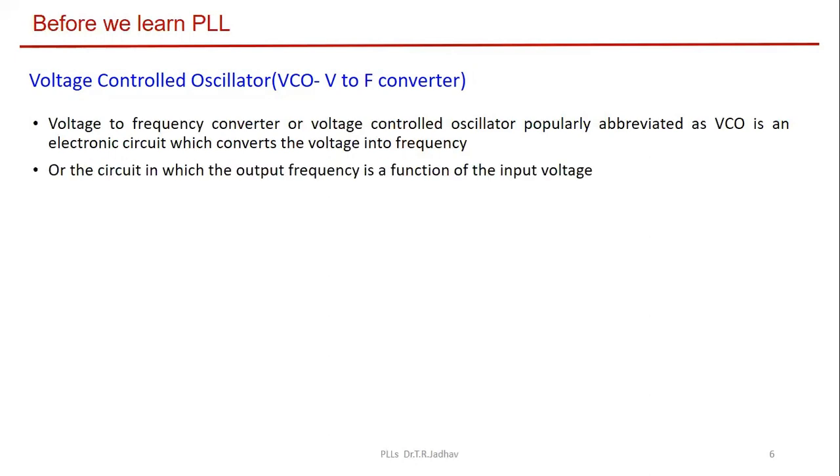But another useful definition which we require in PLL is that VCO is basically the circuit in which the output frequency is a function of input voltage. So we are giving the voltage, we are changing the voltage, and we are trying to control the frequency of oscillations. So here one thing you should understand, if you look at the title, that is voltage controlled oscillator, basically it consists of an oscillator. What is oscillator? Oscillator is a circuit which generates the oscillations without any input.